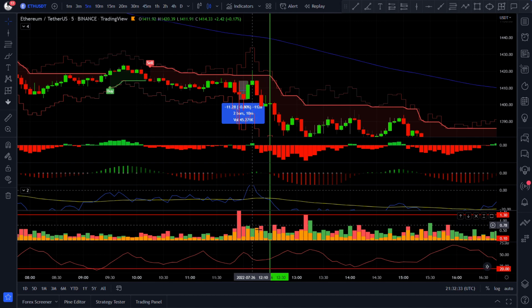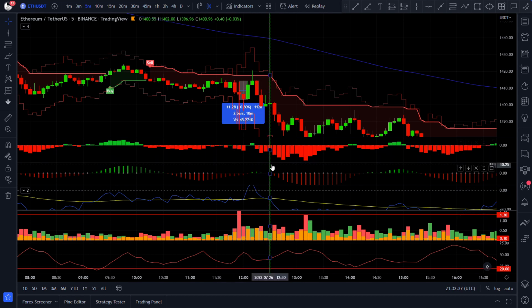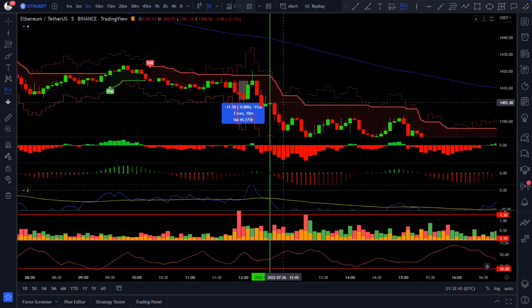Finally, let's see if the signal candle is on a Saturday or not. The date is 26th of July, which is a Tuesday, so it's a valid entry. All indicators agree, so we can set up our short entry.